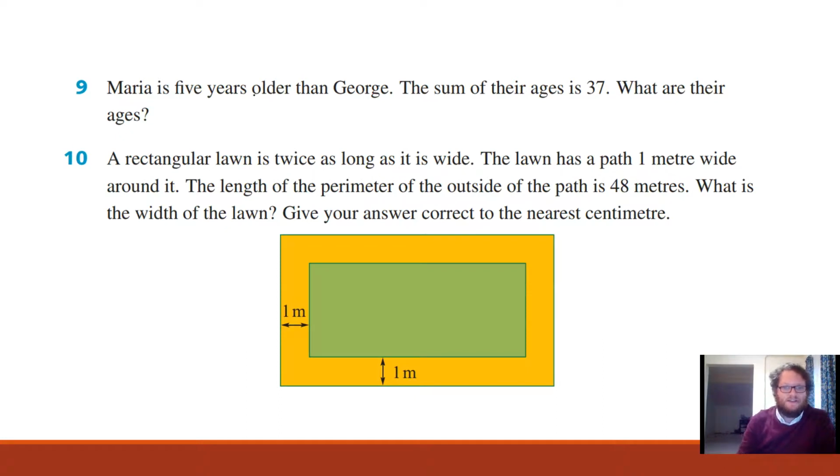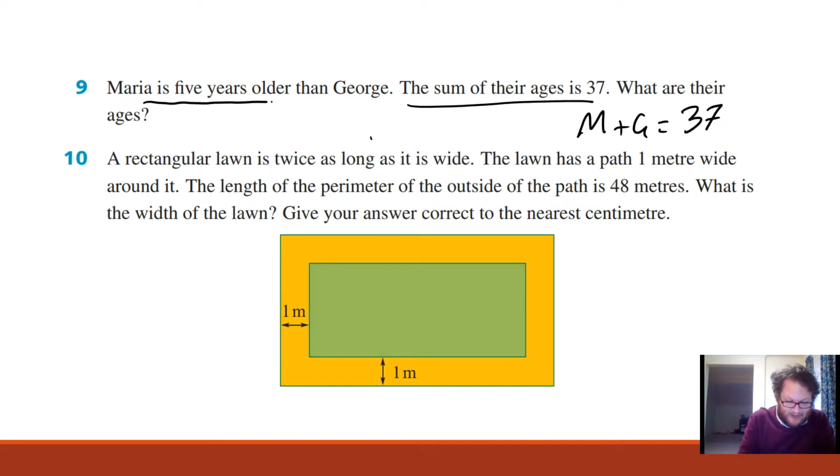Maria is 5 years older than George. The sum of their ages is 37. That's usually where I'd start. So I'm going to say, well, we've got Maria, and we've got George. When you add their ages together, the sum of their ages is 37. Cool. All we need to do now is to go, well, Maria is 5 years older than George. So Maria, her age is George's age, but you need to add 5. And then I can take that and I can substitute that in.